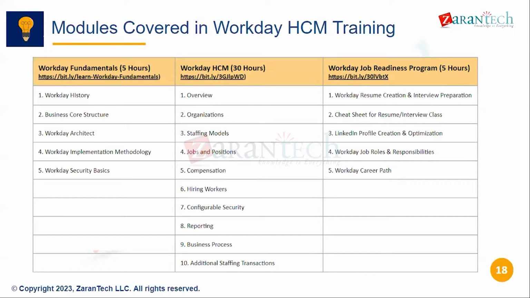Then we go to the Workday HCM part, which is an overview. We start with the overview of Workday organization. How many organizations are there in Workday? Like supervisory, pay group organization, location organization, regions, and how they are divided. Staffing model: there are only two staffing models, which are position management and job management. Then we go to jobs, job profiles, compensation, hiring workers, configure security, reporting, business process, and any other staffing transaction.